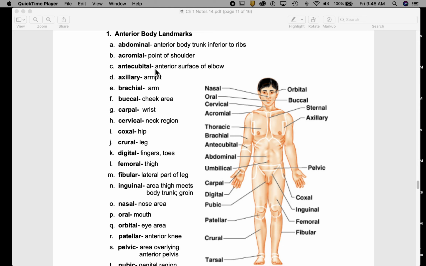The antecubital region is kind of where they would draw blood. It's right where your elbow bends, and it's anterior. And almost think about it like a cube. It's kind of the square. That's how I remember that one, antecubital.